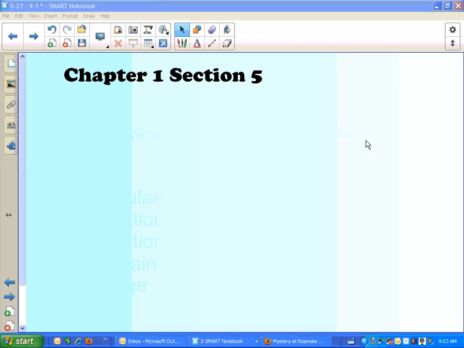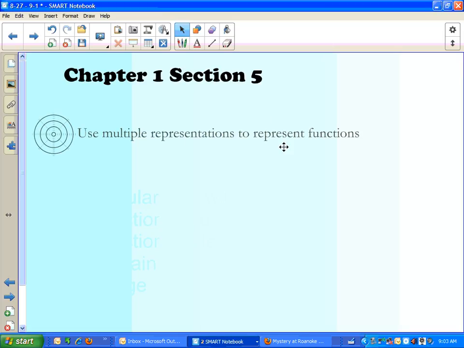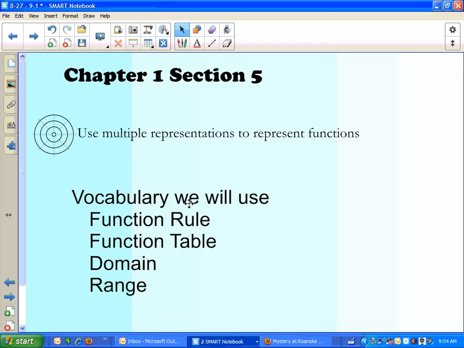Alright, this is Mr. Zin's class for today, which is Wednesday, August 29th. We're going to be talking about this stuff in class on Thursday the 30th. We're looking at Chapter 1, Section 5 in your textbook. The target we are starting on with this is using multiple representations to represent functions. Some vocabulary words I will definitely be using today: function rule, function table, domain, and range. And once again, these are all defined in your textbook as well, starting on page 33.